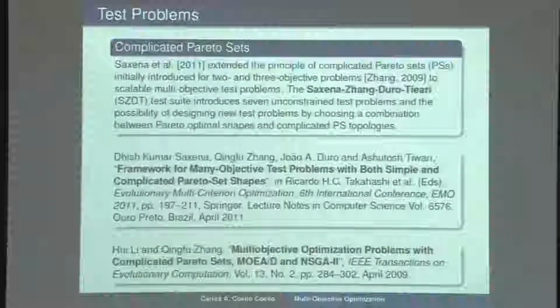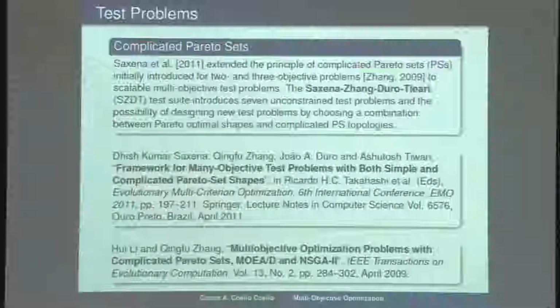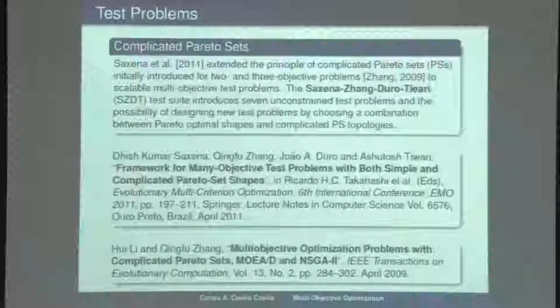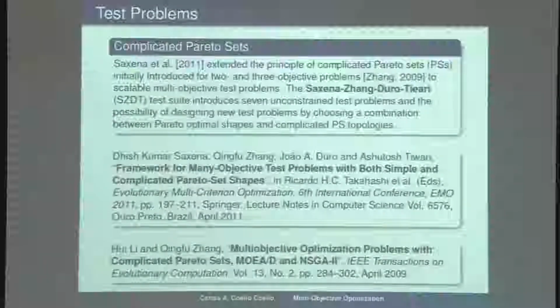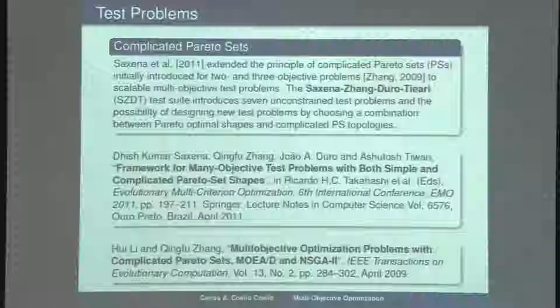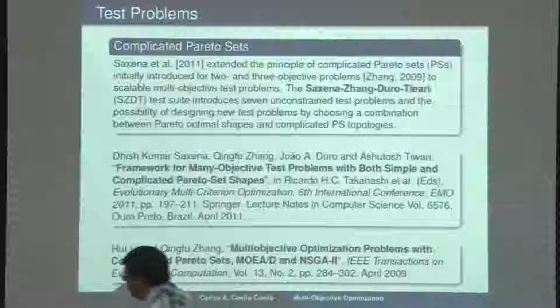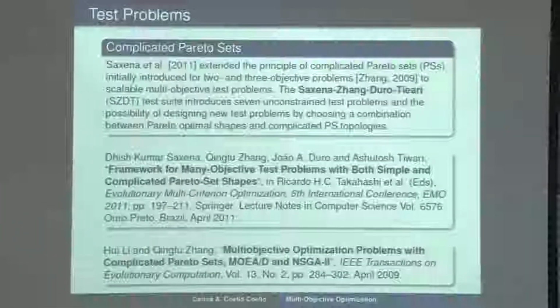Other people have analyzed other difficult or complicated Pareto sets. For example, Saxena extended the principle of complicated Pareto sets that was introduced by Hui Li and Qingfu Zhang. This is a well-known paper. This was derived from a competition. In 2009, there was a competition at CEC, the Congress on Evolutionary Computation. The winner was MOEA/D. These test problems are known normally as the UF test problems. It's not very common to use them, but some people have used them.